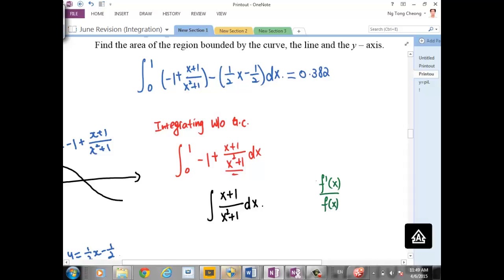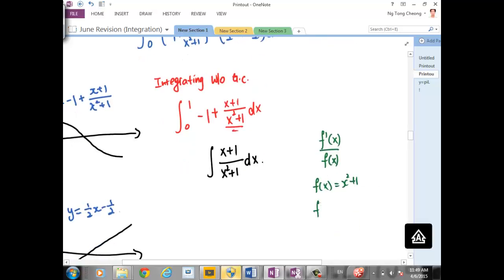Does it look like this form? Kind of, right? Because if I take my f(x) to be equals to x squared plus 1, then my f prime x will be equals to x in this case. So it somewhat looks like this form. But not really because there is a constant plus 1 here. So what I'm going to do next is split this. So it becomes x over x squared plus 1 plus 1 over x squared plus 1 dx.